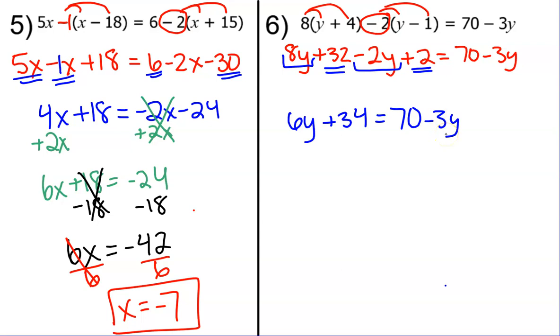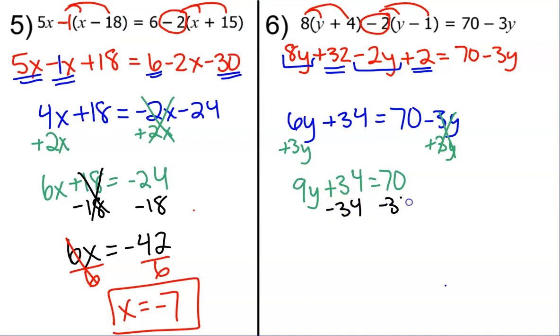Okay, now I'm going to start moving things around. I always like to bring my variables to the left side, so I'm going to move that 3y. Right now it's being subtracted, so I'm going to add it to move. We've got to do the opposites. Negative 3 plus 3 gives me 0, so it's gone. This side, though, gives me 9y plus 34 equals 70. All right, move my constant over. I'm adding it, so to move it, we're going to subtract it. So we have 9y is equal to 36. That's 70 minus 34 equals 36.